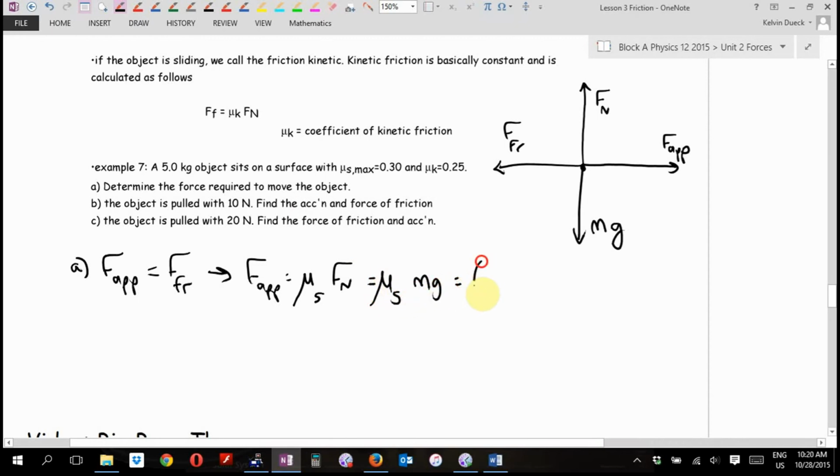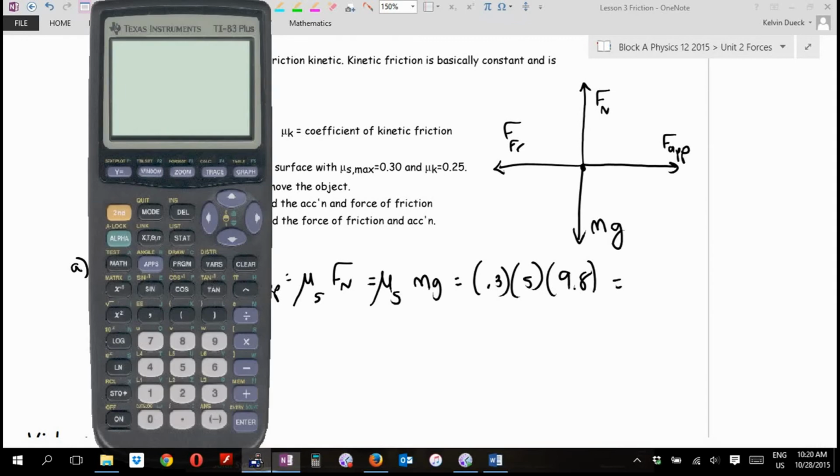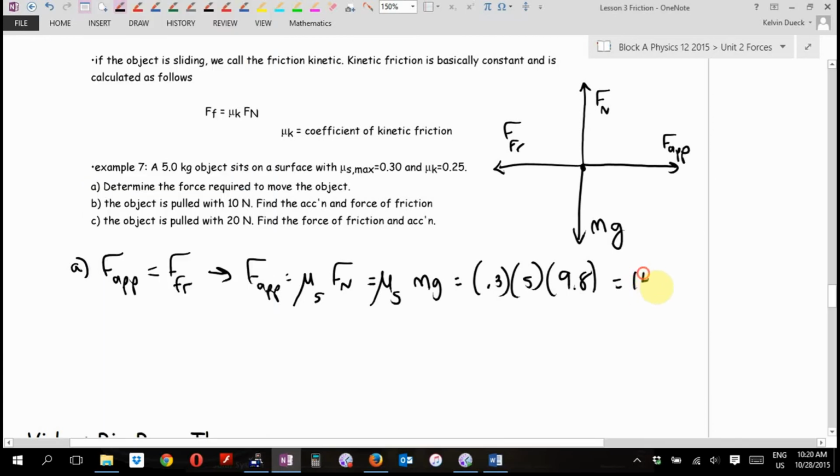What is the static coefficient of friction here? 0.3. What's the mass? 5. What's G? Do I put a negative in? No, I just want the magnitude. I'm taking care of that with my winner minus loser approach. 14.7, but I wanted to walk through the reasoning. 14.7 what? It's a force, newtons.